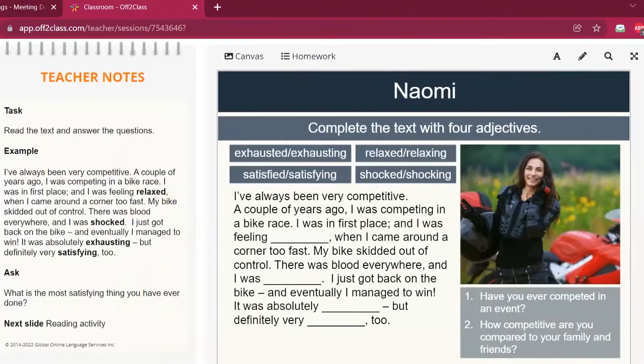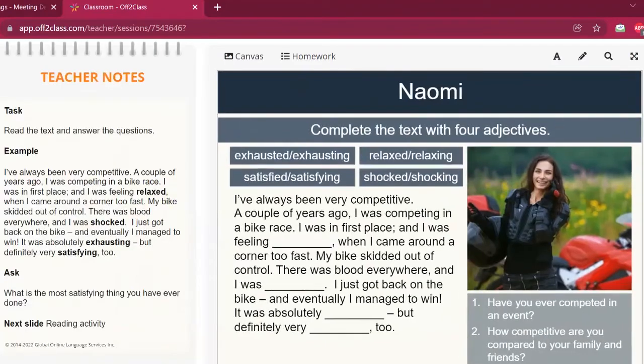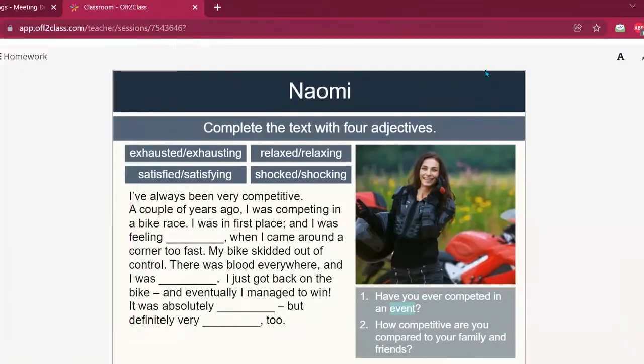I've always been very competitive. A couple of years ago, I was competing in a bike race. I was in first place, and I was feeling relaxed. Very good. Since she was in first place, she was feeling relaxed.